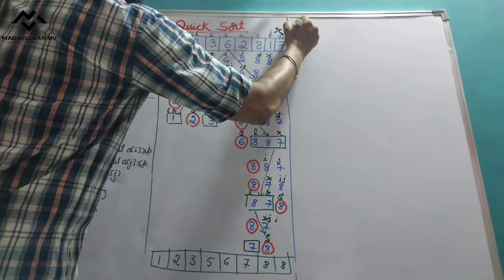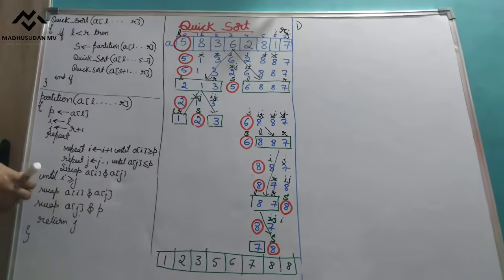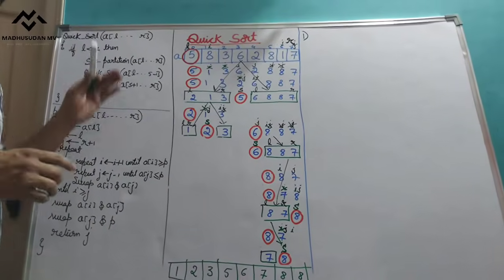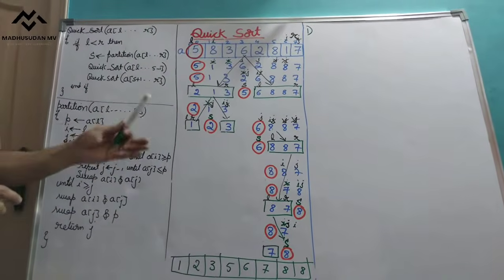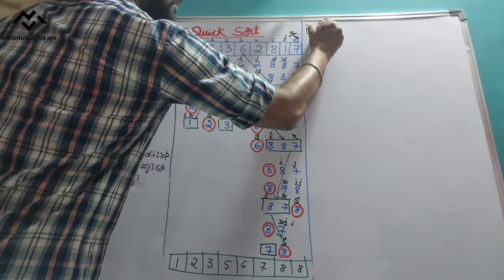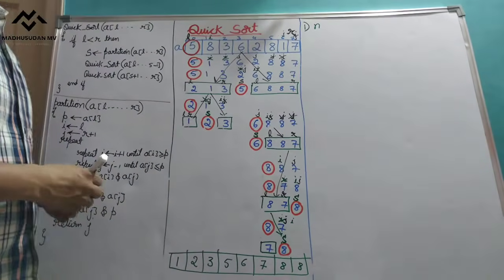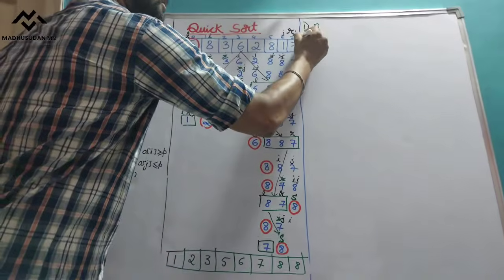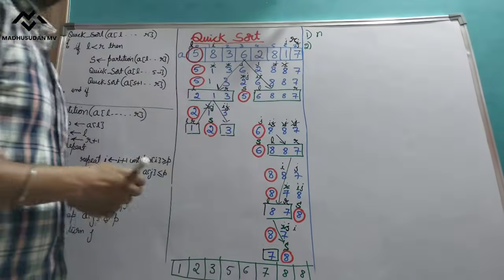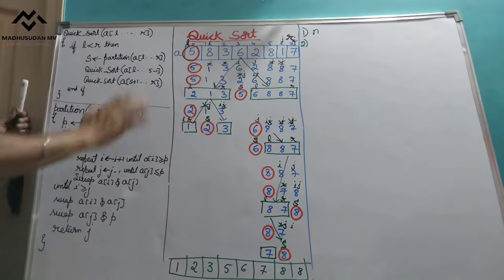So let us do the analysis of this algorithm. First step is what? Identifying the problem size. What is the problem size here? The number of elements to be sorted. Okay, that's the problem size. Next step is we need to identify the basic operation. Here, which is the basic operation?